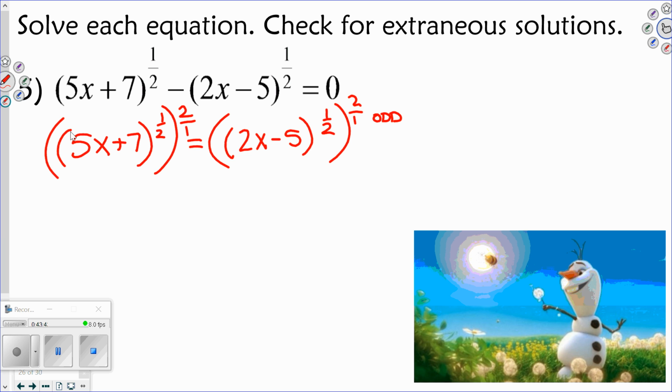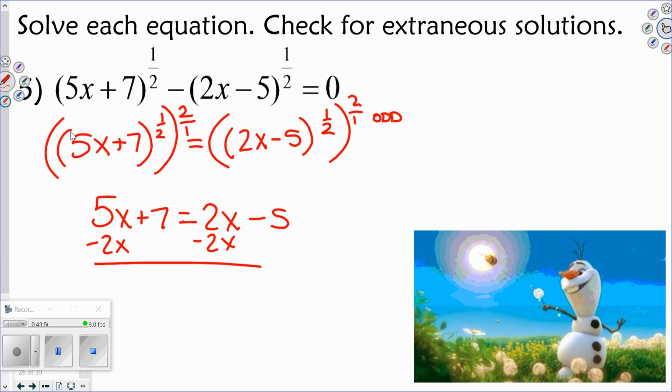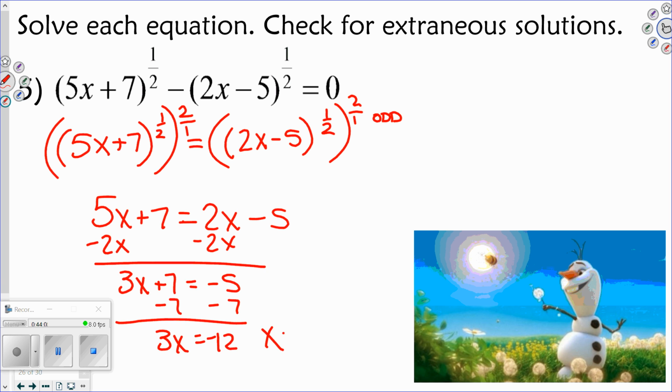So what happens to the exponents on both of these? I cancel. So I just have 5x plus 7 equals 2x minus 5. Yeah, I can just go ahead and solve like normal. So I'll subtract 2x. X equals negative 4.